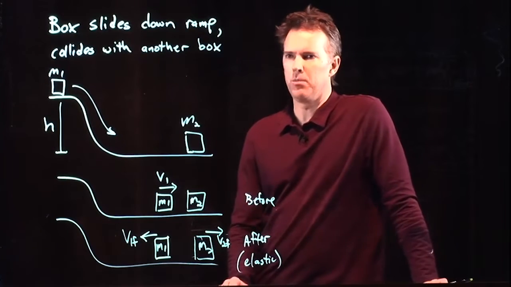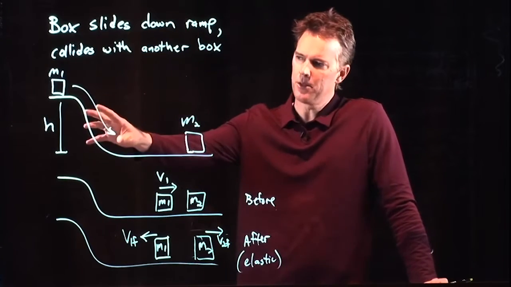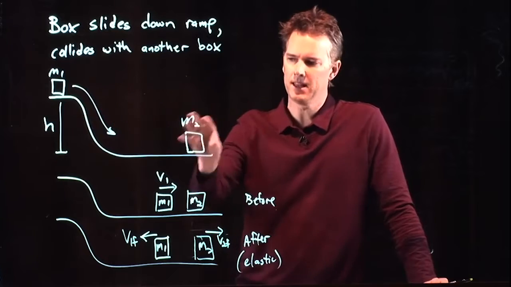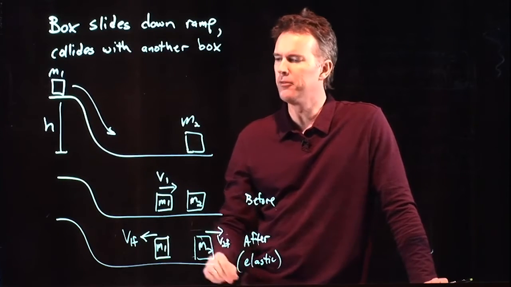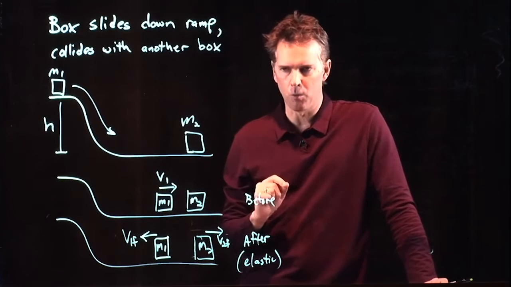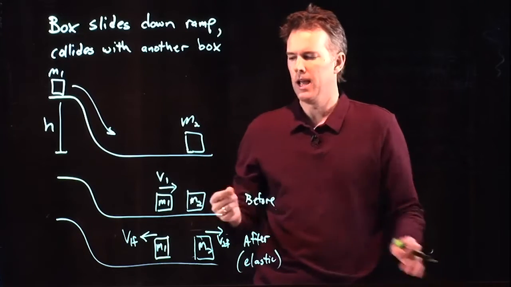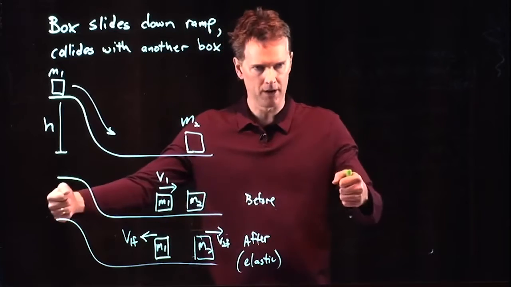Okay, so we're looking at the problem where the box is going to slide down the ramp. It's a frictionless ramp. It's going to hit this other block, and now they're going to bounce off each other. Okay, so immediately before the collision, box M1 is sliding at V1, and now afterwards they bounce off each other.